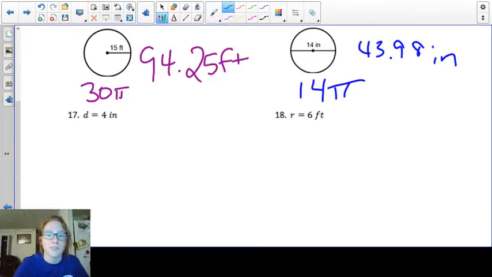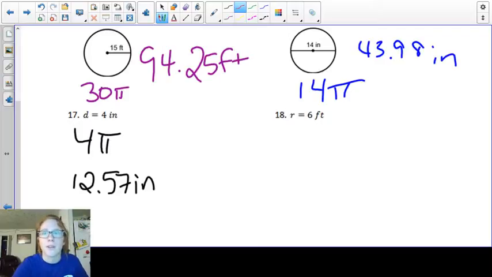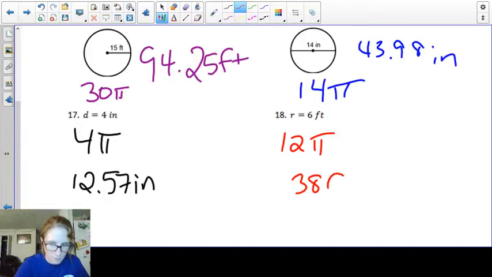These last two were just given either the diameter or the radius. So if my diameter is 4, it's just going to be 4 pi, which is 12.57 inches. This one we just have our radius, so we have to multiply by 2, so it gives me 12 pi, which gives me 38 feet.